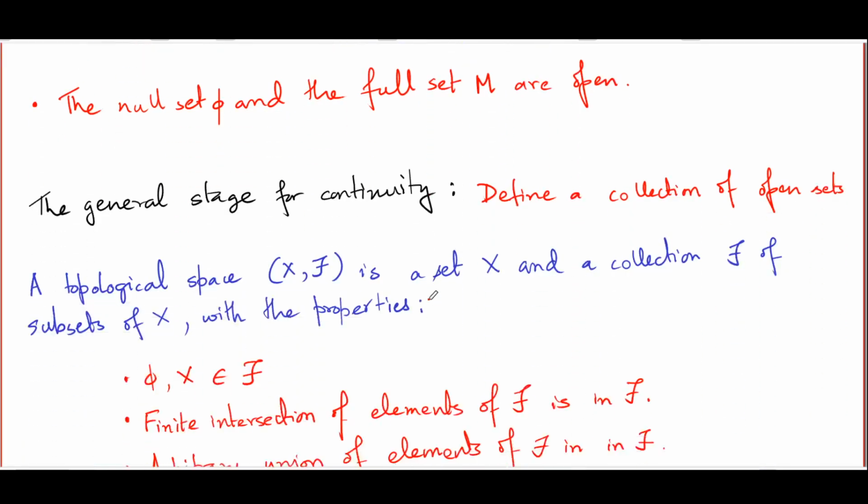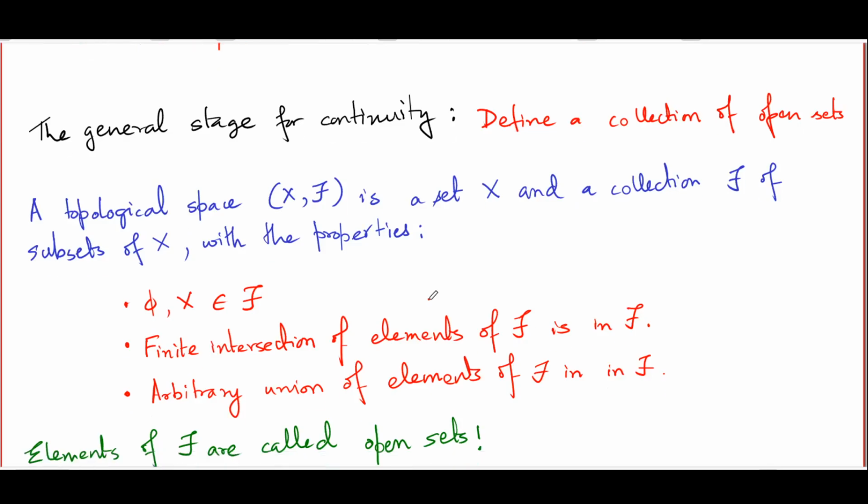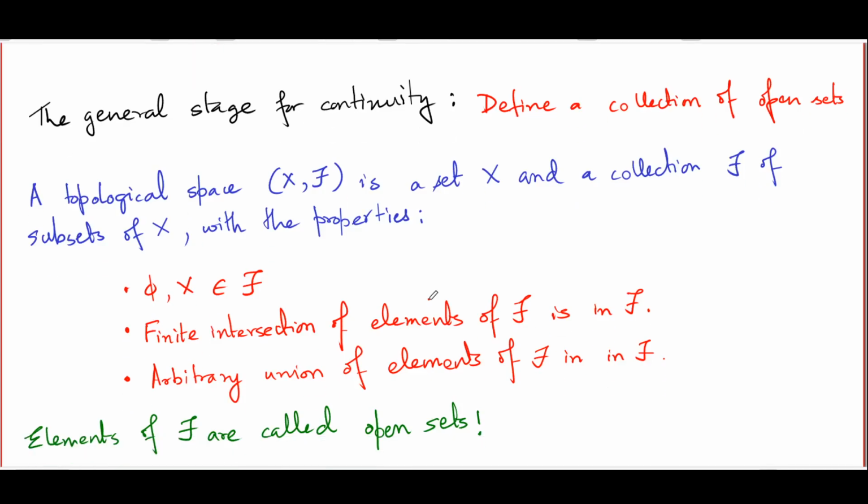To get this topological space, which is the general stage for continuity, what we do is we just define a collection of open sets. Let me just remind you of what we talked about in our very first lecture. A topological space (X, T) is a set X with a collection T of subsets of X with the following properties. The null set and X are in the collection T, finite intersection of elements of T is in T, arbitrary union of elements of T is in T. And these elements of T are exactly what we call open sets.